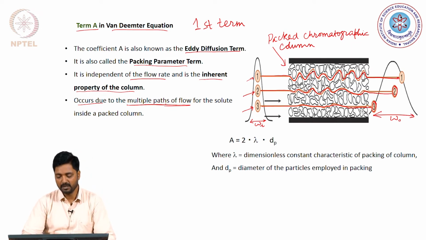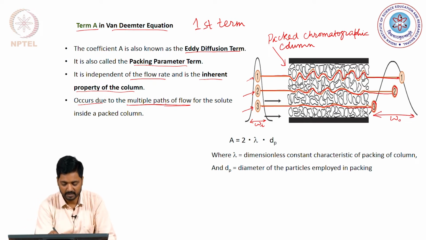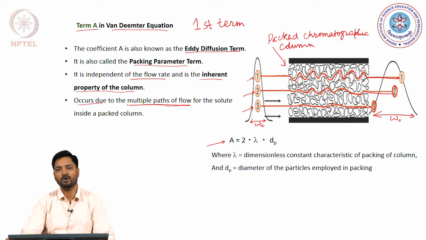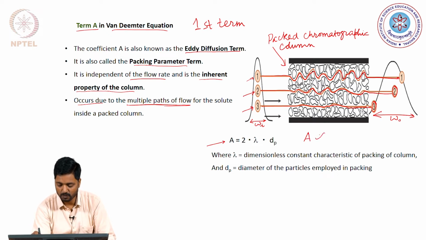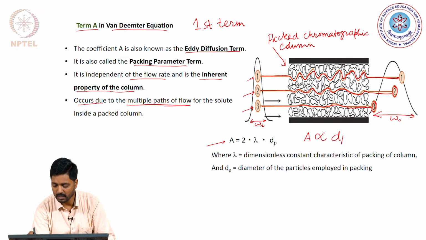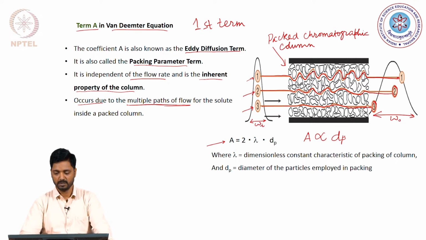So, the term A can also be expressed in terms of the size of the packing particle that is used. The term A is found to be proportional to the size of the particles that are used for packing the chromatographic column, which is denoted by dP. So, what we would want to do is to use smaller particles so that the path differences are minimized and the A term is minimized to achieve the lowest H values or the plate height values.